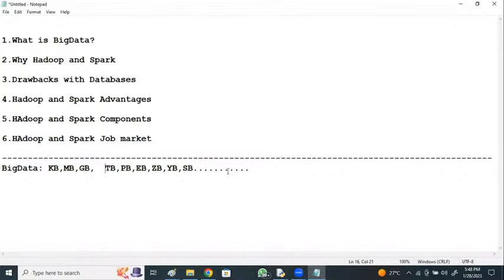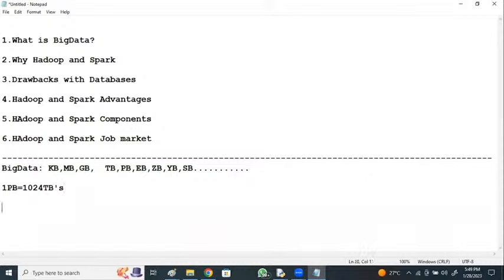But do you think petabytes of data are getting generated in the current real world? 1 petabyte equals 1024 TBs. Already 1 TB is a large storage unit, so 1024 TBs forms a petabyte. Do you think petabytes or exabytes of data are getting generated in the current world? Let's look at examples of petabytes of data generation.